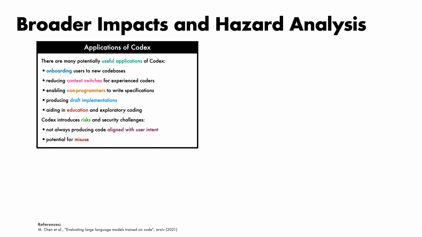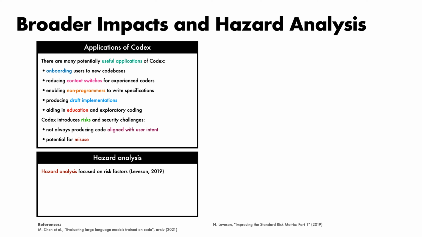In light of the potential hazards of Codex, the authors conducted a hazard analysis with a focus on identifying risk factors that could cause harms. A particular aim was to include harms that span geographic and temporal scales, accounting for not only the severity and probability, but also the distribution of harms.